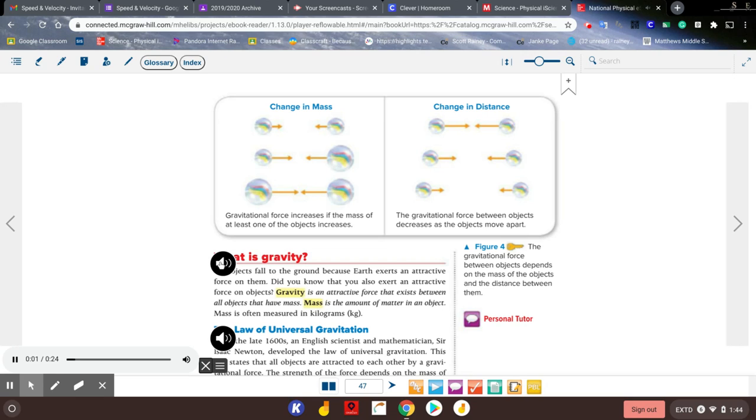What is gravity? Objects fall to the ground because Earth exerts an attractive force on them. Did you know that you also exert an attractive force on objects? Gravity is an attractive force that exists between all objects that have mass. Mass is the amount of matter in an object. Mass is often measured in kilograms, kg.